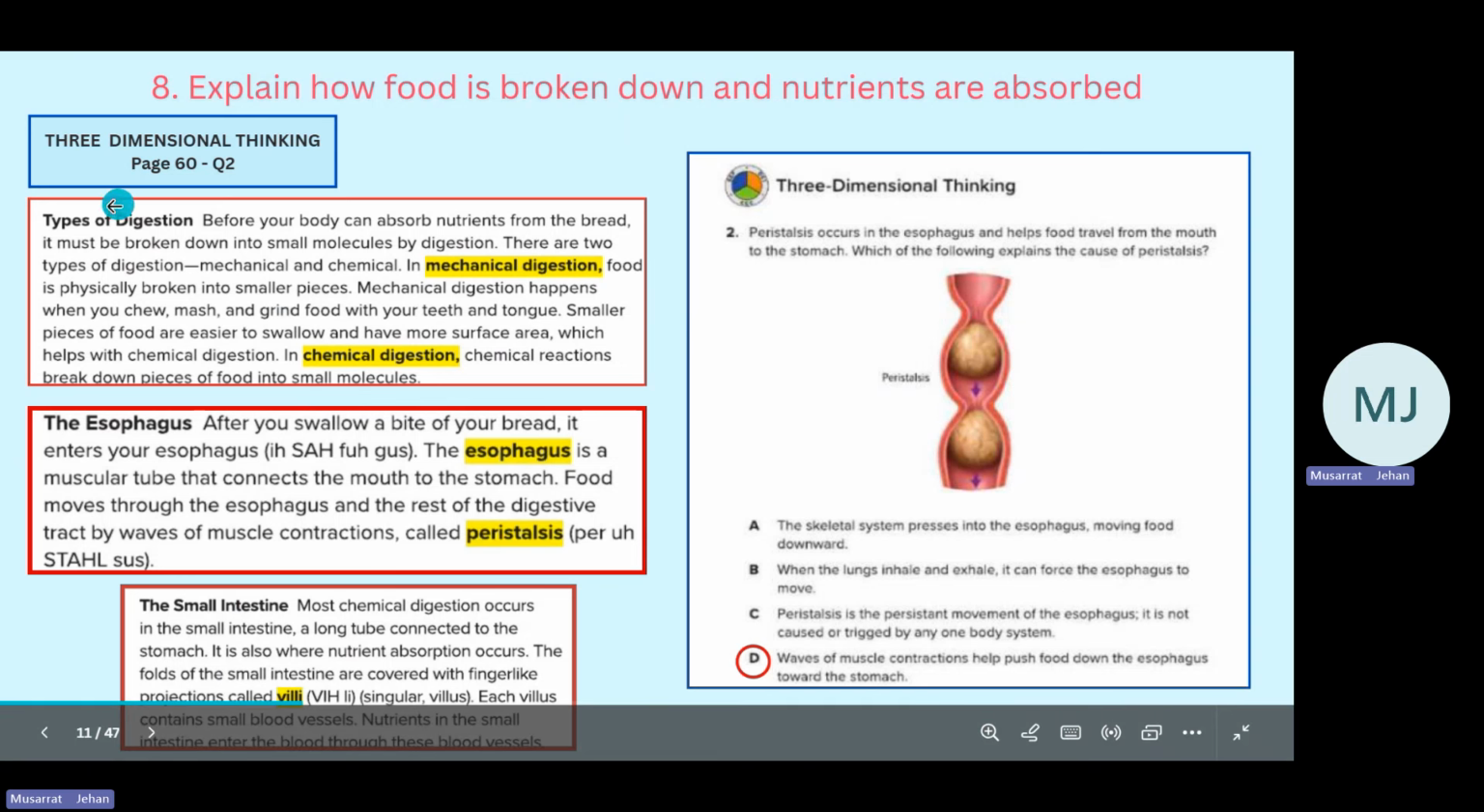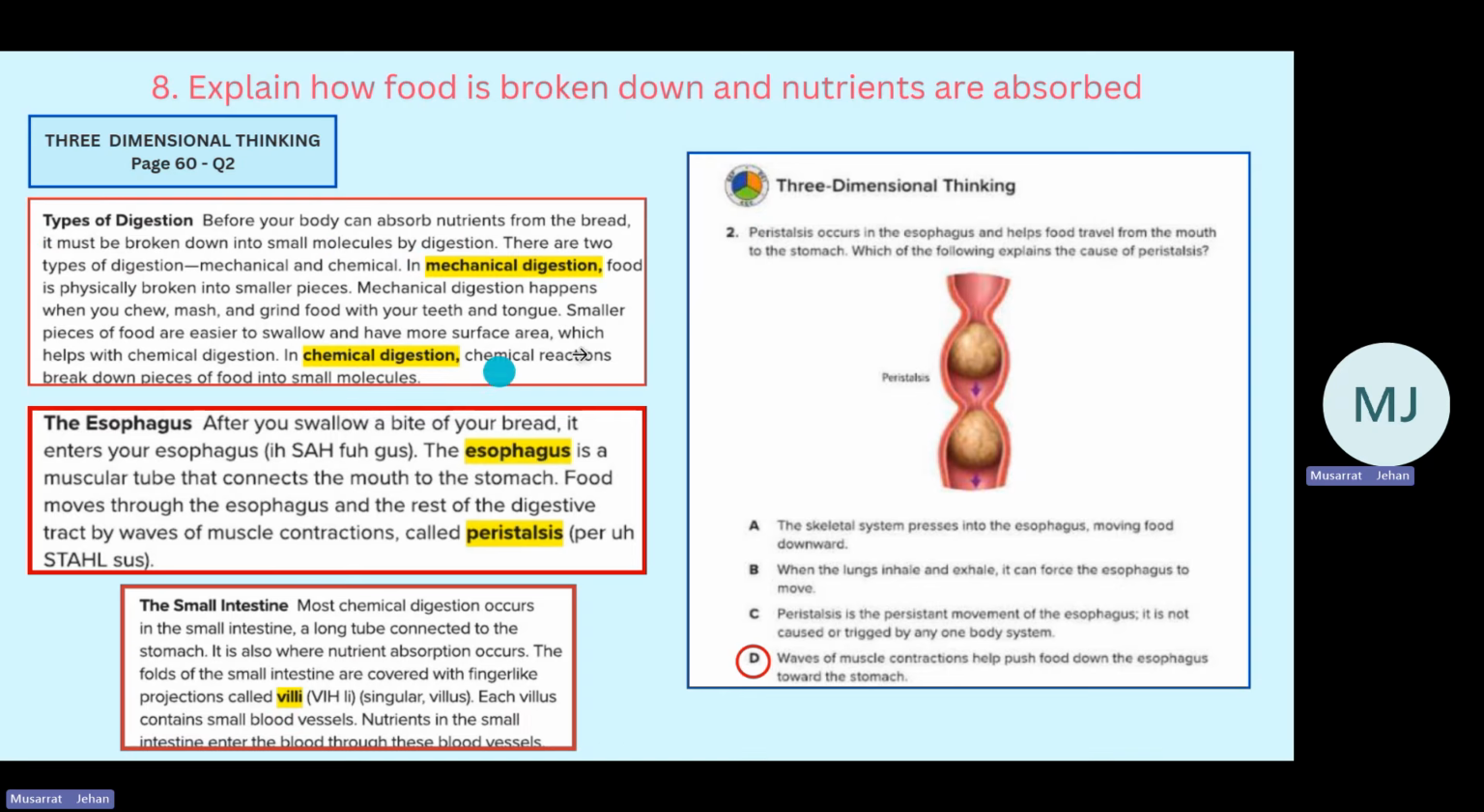Before that, I would like to give a little information about the digestive system. Digestion is the process of breaking down complex molecules into small molecules. This overall process is called digestion. Digestion has two types, mechanical and chemical digestion. Mechanical digestion is when food is physically broken down into small pieces, like when we chew food. Mechanical digestion happens when we grind food with our teeth and tongue.